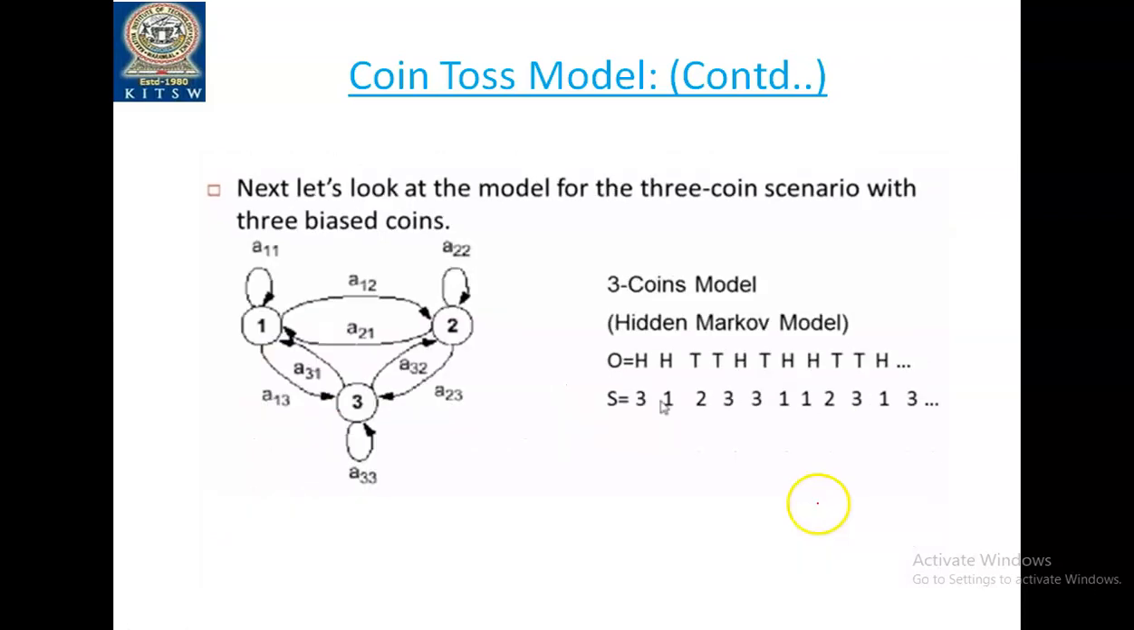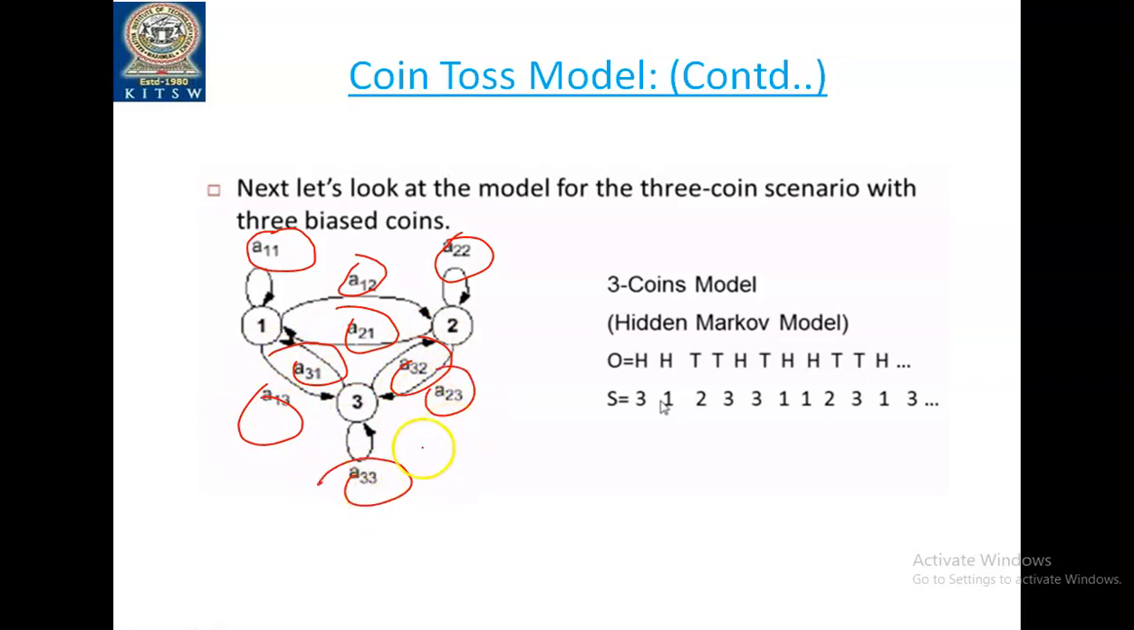Okay. Now let us see the 3 coin scenario. So total how many unknowns will we be expecting? 9. 1, 2, 3, 4. This is 5. This is 6, 7, 8 and 9. Total 9 unknowns for the 3 coins.